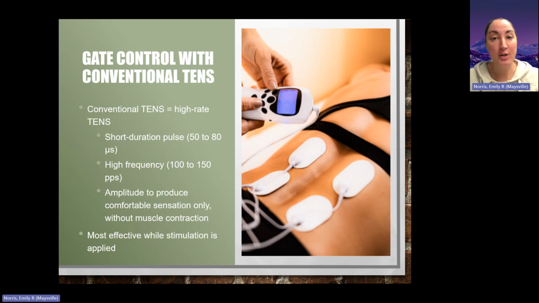So it is pretty much primarily only effective while it is on, but the good thing is it can be worn all hours of the day. So typically this is the type where people have home units that they wear when they need to and as long as they need to.